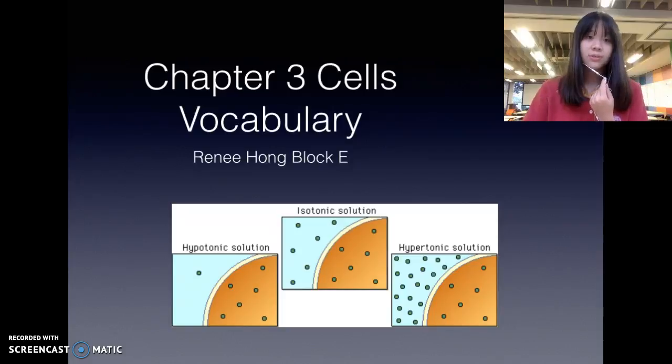Today I'm going to talk about the vocabulary from Chapter 3. The three vocabulary I'm going to talk about today are isotonic, hypertonic, and hypotonic.